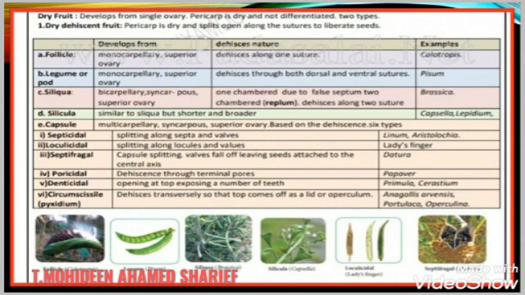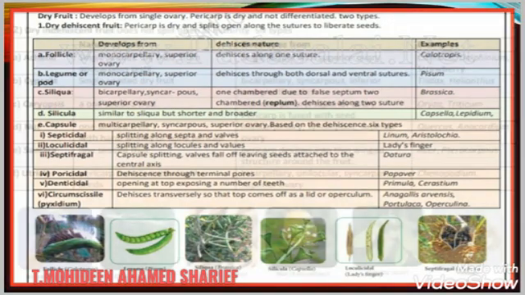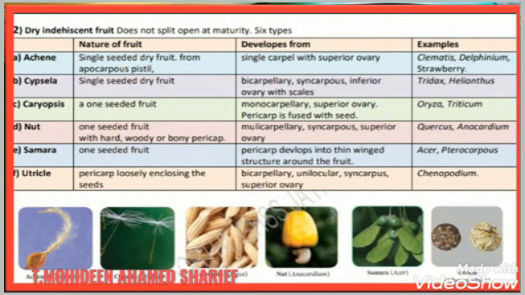Cremocarp. Fruit develops from bicarpellary syncarpous inferior ovary and splits into two one-seeded segments known as mericarps. Example, coriander and carrot. Carcerulus. Fruit develops from bicarpellary syncarpous superior ovary and splits into 4 one-seeded segments known as nutlets. Example, Leucas, Ocimum and Abutilon.